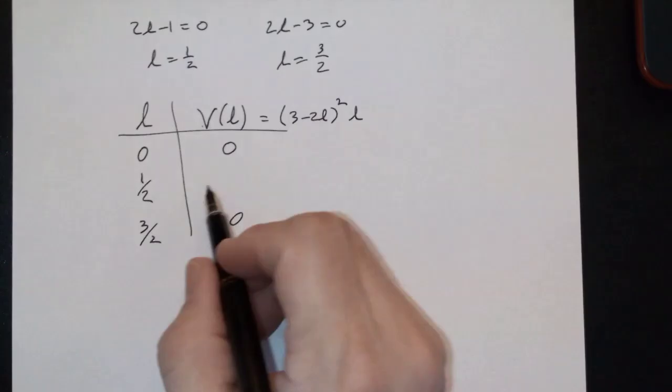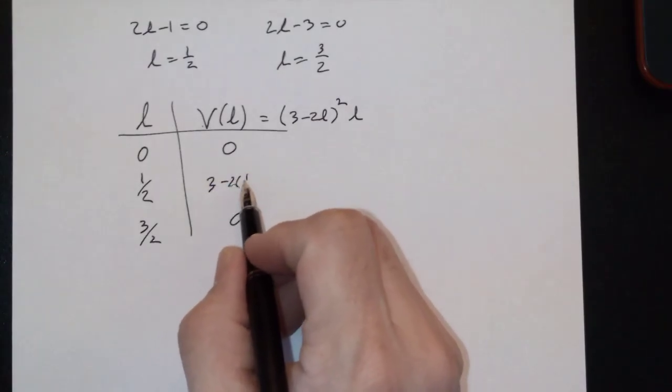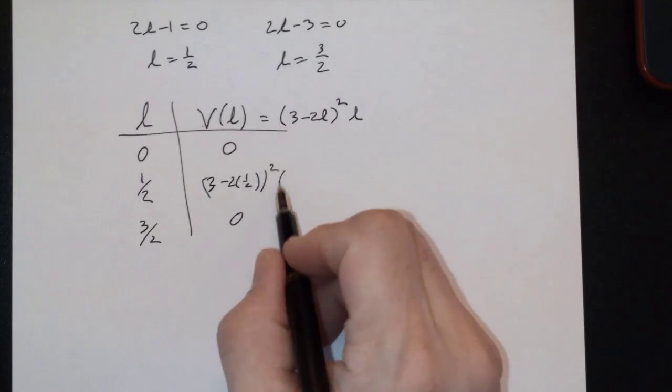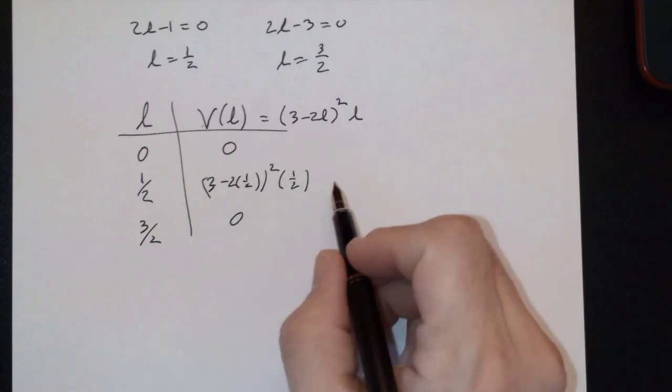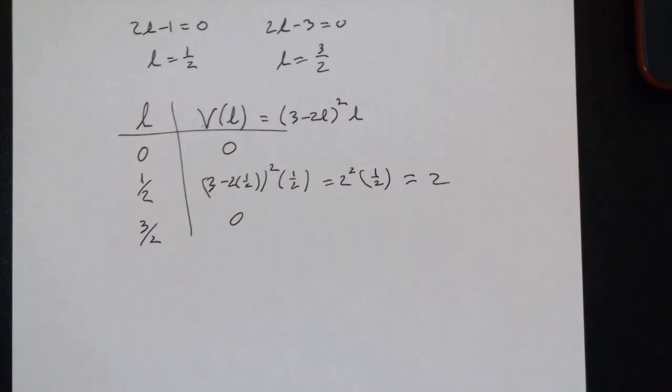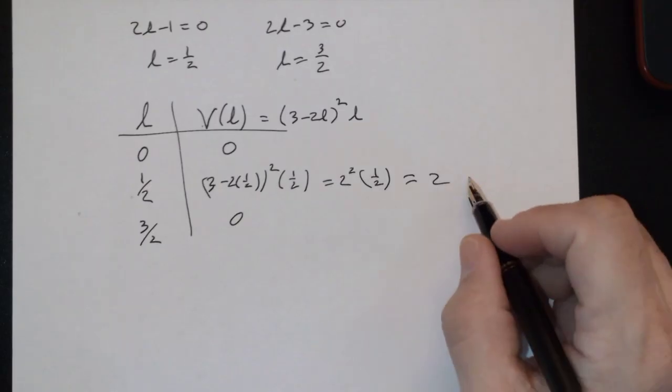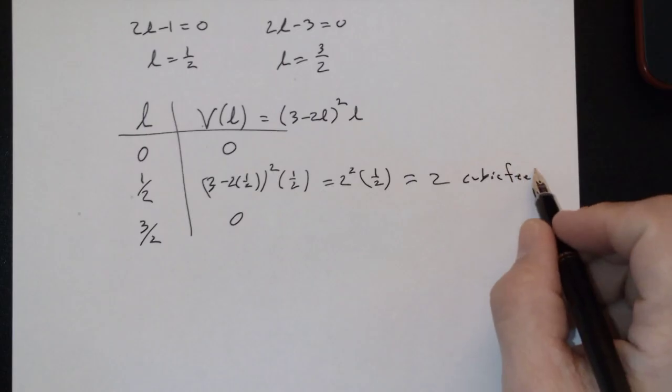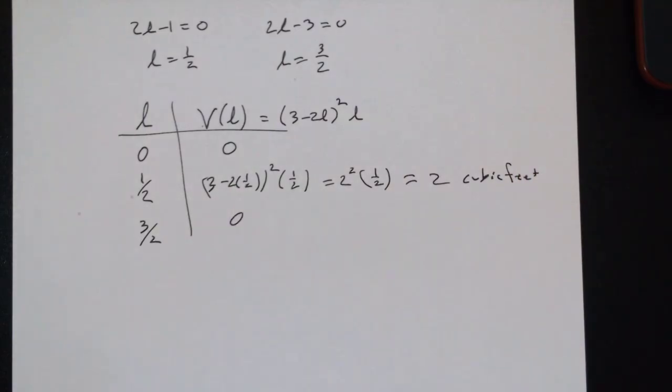Aha. 3 minus 2 times 1/2 squared times 1/2 is 2 squared times 1/2. 4 times 1/2 is 2. 2 what? Oh, wait a second. What are my units at the beginning of this problem? Feet. But that's still not the right unit for this. What are the units for this measurement? Feet cubed. Because it's feet times feet times feet.